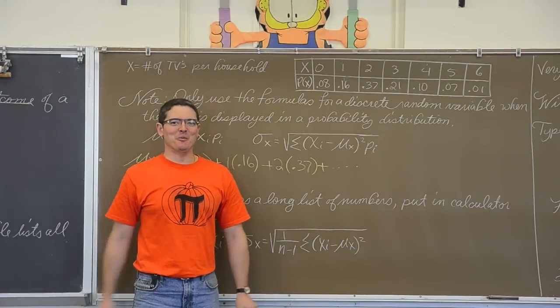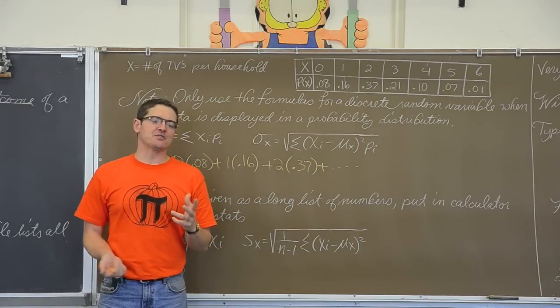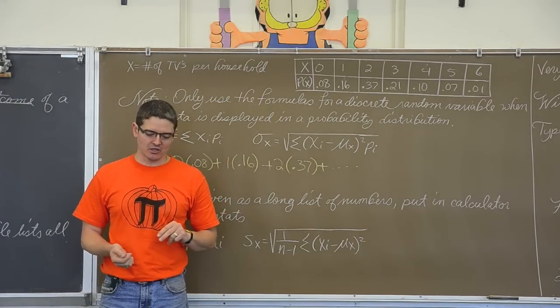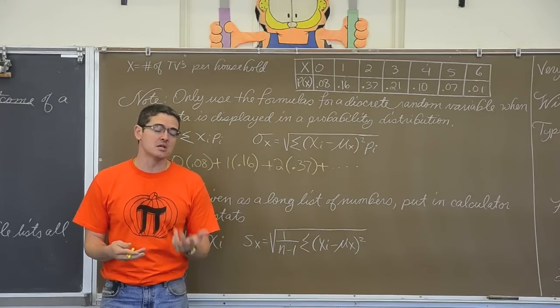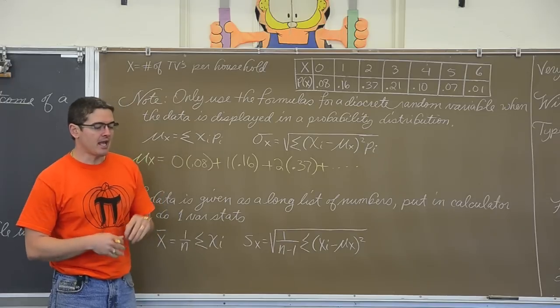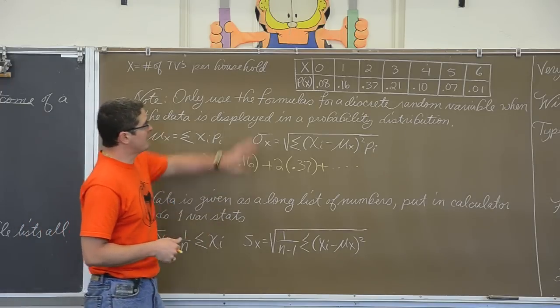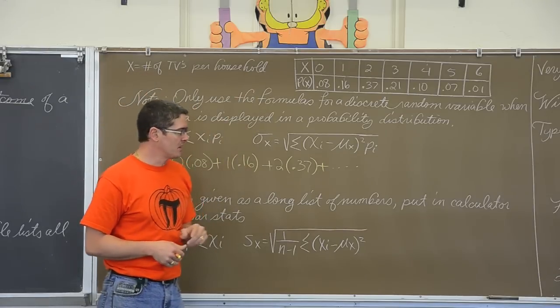I'm Mr. Tarrou, back for part 2 of comparing and really defining the differences between the two types of variables we have in statistics. Continuous random variables, which granted is most of the type of problems we deal with, and a discrete random variable. And we have this PDF table set up for the number of TVs in a household.